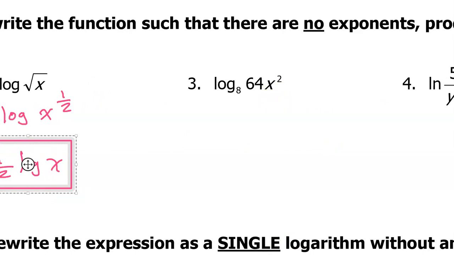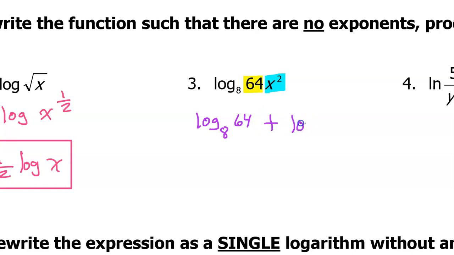Okay, so when you look at number 3, look at this as a product. So according to the product rule, we can write this as a log plus another log. So we can rewrite this as log base 8 of 64 plus log base 8 of x squared.